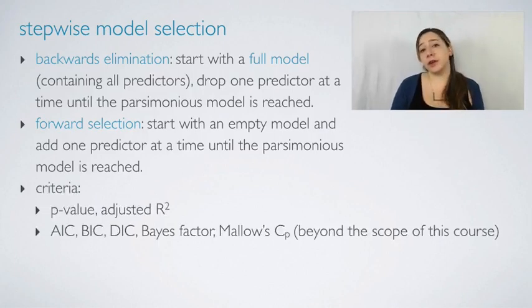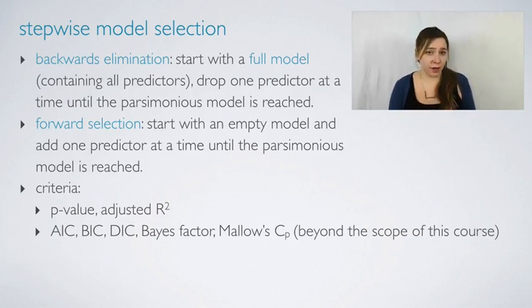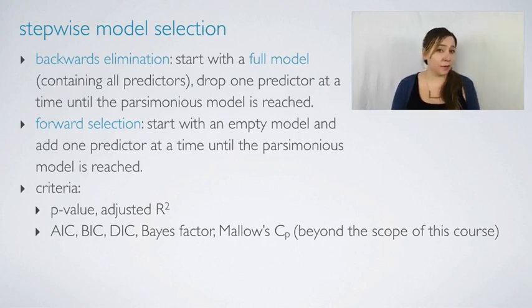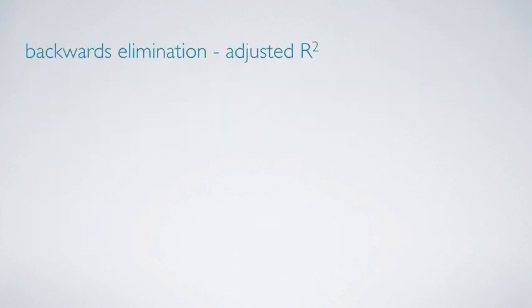There are many criteria for model selection. We're going to be focusing on p-values and adjusted r-squareds. However, other model selection criteria that you might hear of are AIC, that's the Akaike information criterion, BIC, Bayesian information criterion, DIC, deviance information criterion, Bayes factor, or Mallow's Cp. There are many others that you can stumble upon as well, but these tend to be the most commonly used ones. The latter ones that we listed are beyond the scope of this course, though.